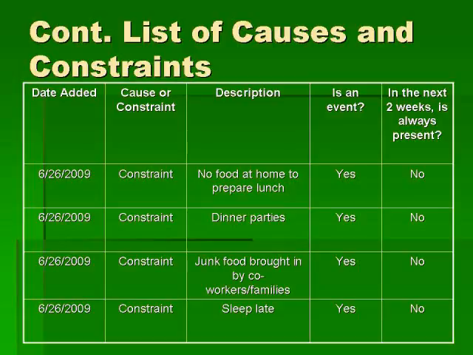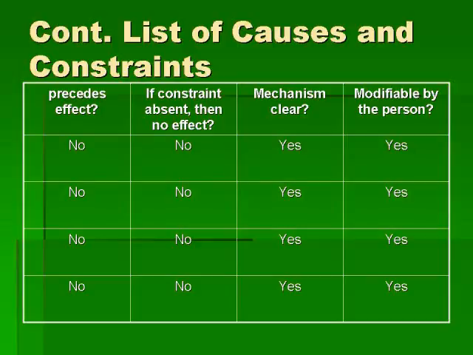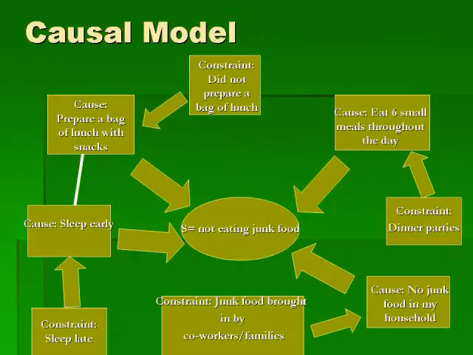Is this an event? Yes. In the next 2 weeks, is it always present? No. Lastly, sleeping late. Is this an event? Yes. In the next 2 weeks, is it always present? No. This slide is a continuation of the previous slides and continues to use the criteria used to evaluate a cause or constraint.